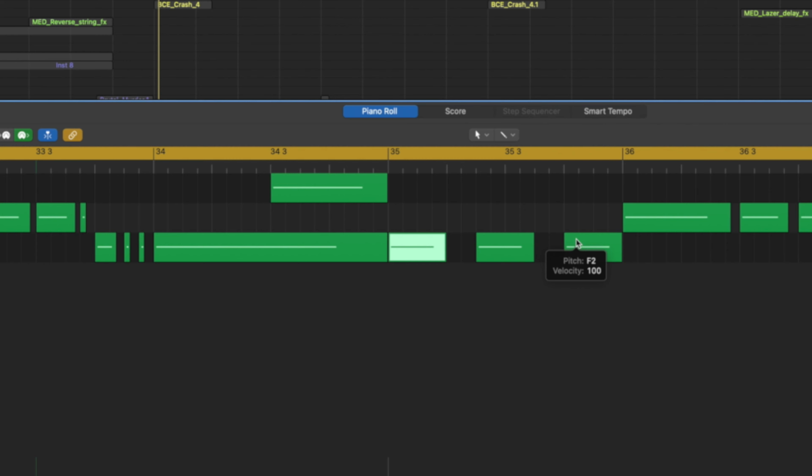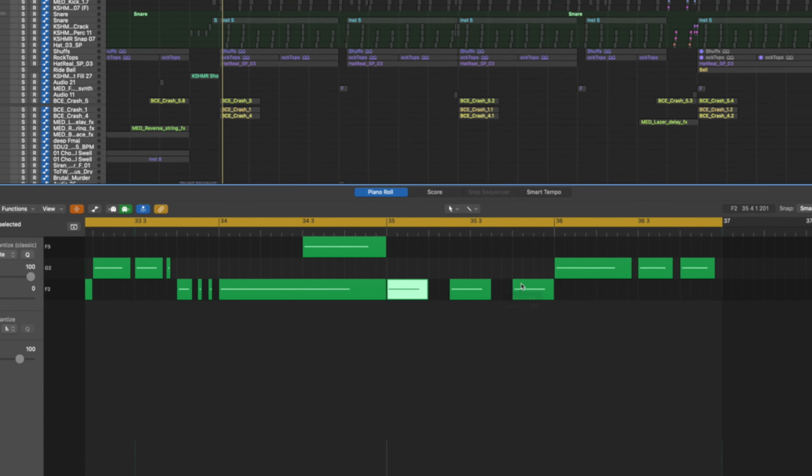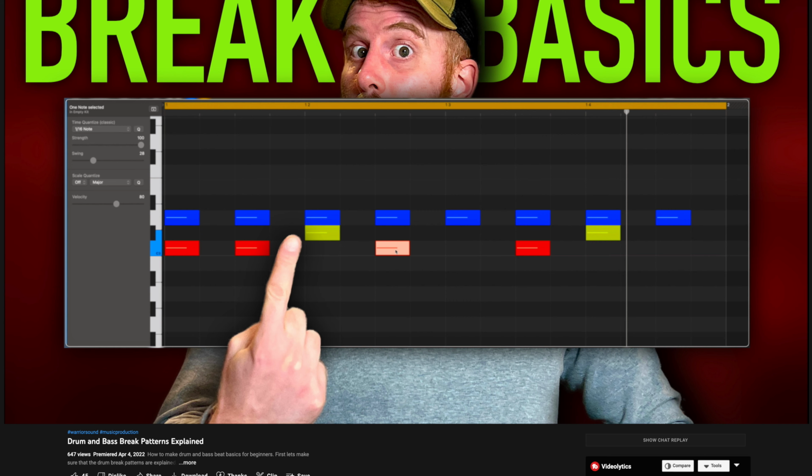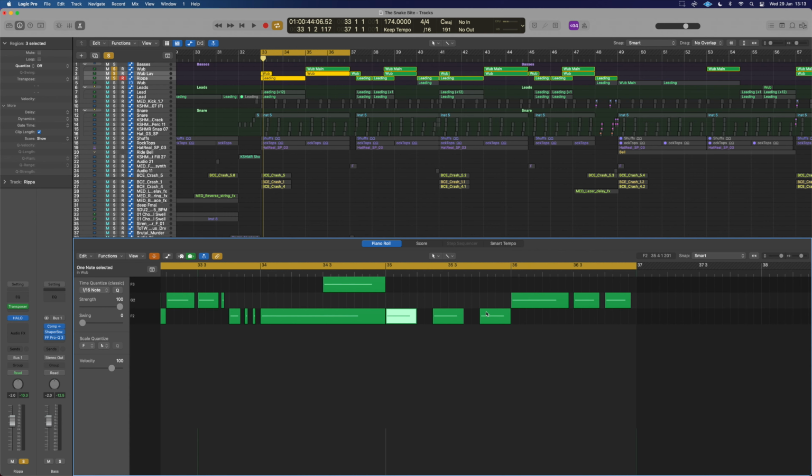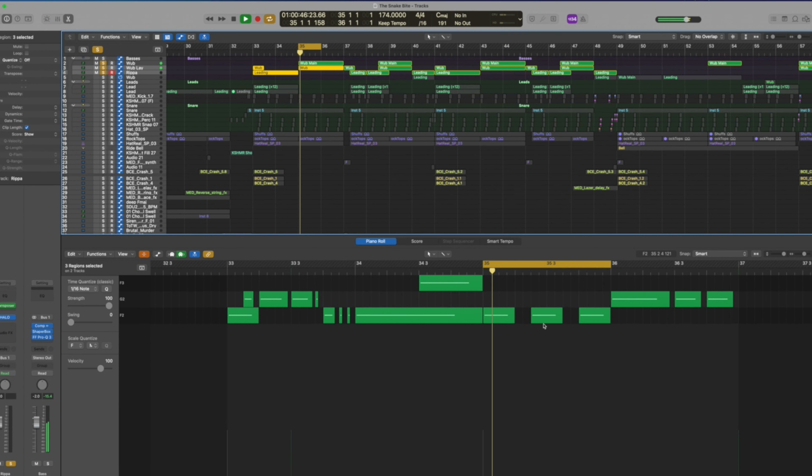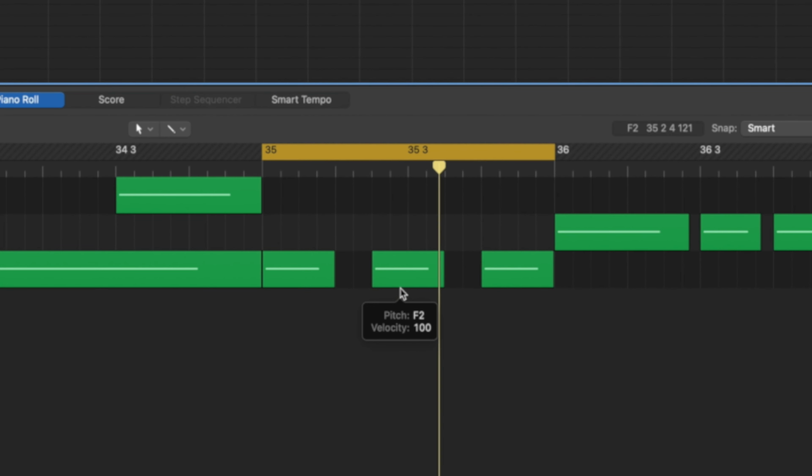Now the reason this pattern works so well is because of the really common break patterns in drum and bass. If you don't know what those break patterns are, I suggest going back a step, watching the video I'll link below, which is about the break patterns of drum and bass and generally electronic music, and you'll understand a bit more of why this works so well.